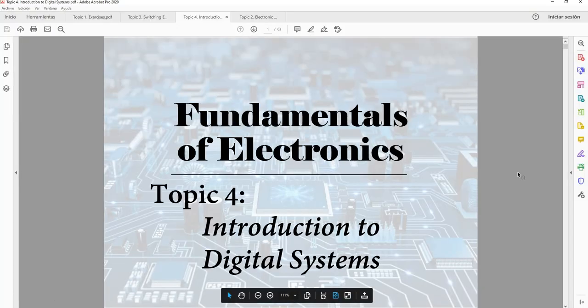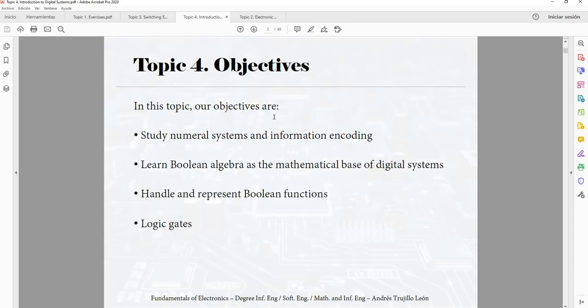Okay, so we are now in topic 4. Topic 4 is going to be the first introduction to digital systems. It's a quite important topic because it's going to set the foundations to help you understand digital electronics. We are going to see the following things. We are going to study numeral systems used in computer science and how to encode information using these numeral systems.